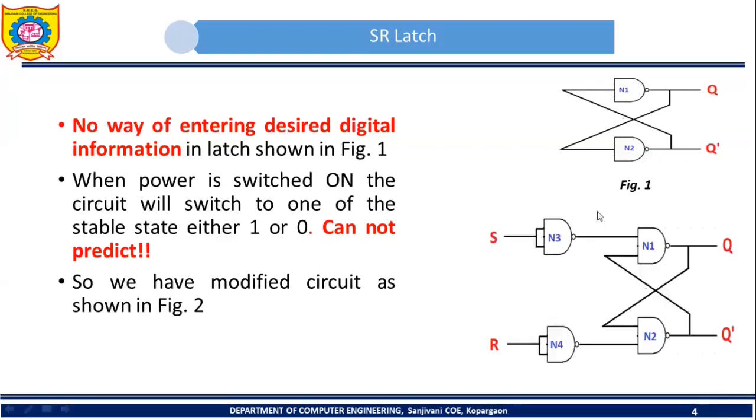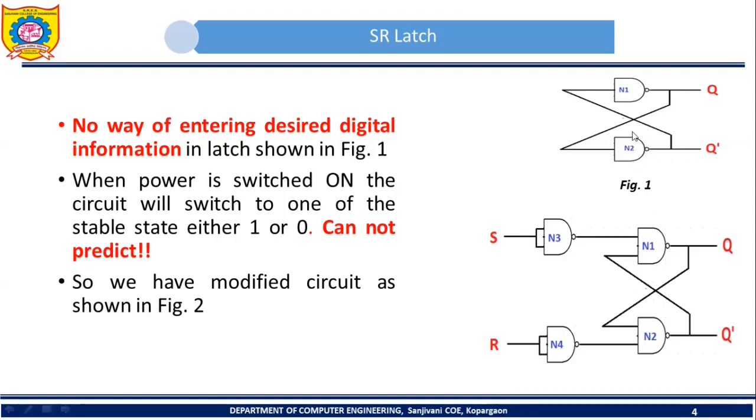So see, now the circuit has been modified like this. This circuit is called an SR latch. This is a latch, means in this circuit also we can store 1-bit data. If you observe this circuit diagram carefully, you will come to know that this circuit also contains cross-coupled inverters. So see, output of N1 is connected to input of N2, output of N2 is connected to input of N1. So this circuit also has cross-coupled inverters, and in this circuit also we can store 1-bit data.